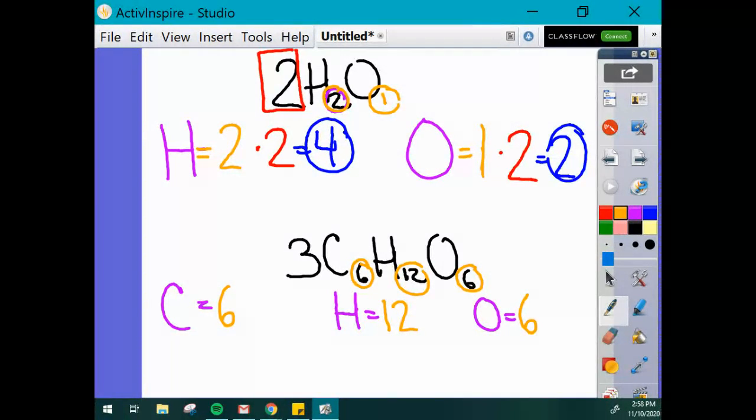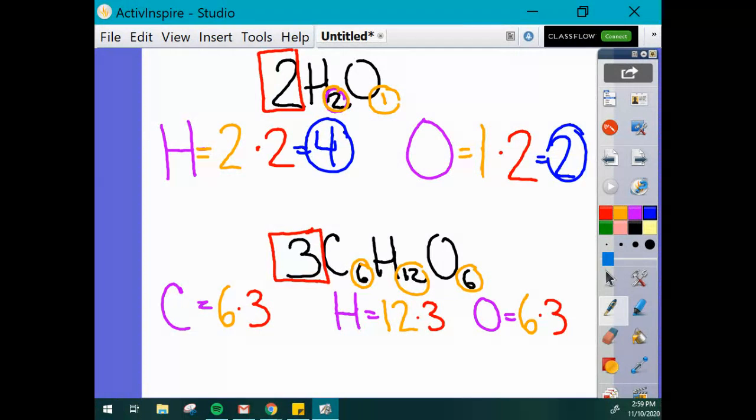Now, because my example is telling me that there are 3 molecules of C6H12O6, I can look at that coefficient and bring it down here and multiply my subscript by my coefficient. So 6 times 3, 12 times 3, and 6 times 3. Again, this is because I have 3 molecules of C6H12O6.